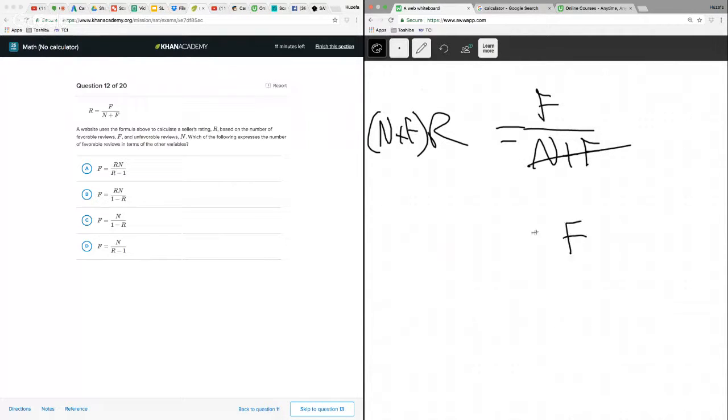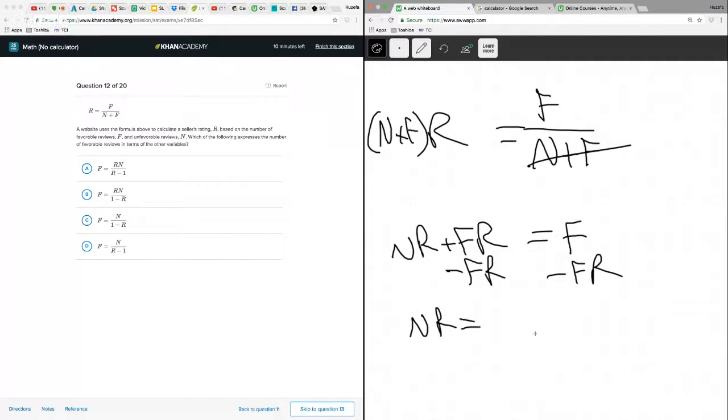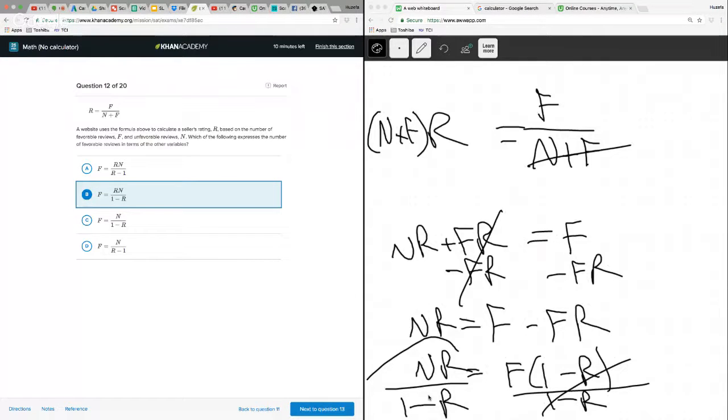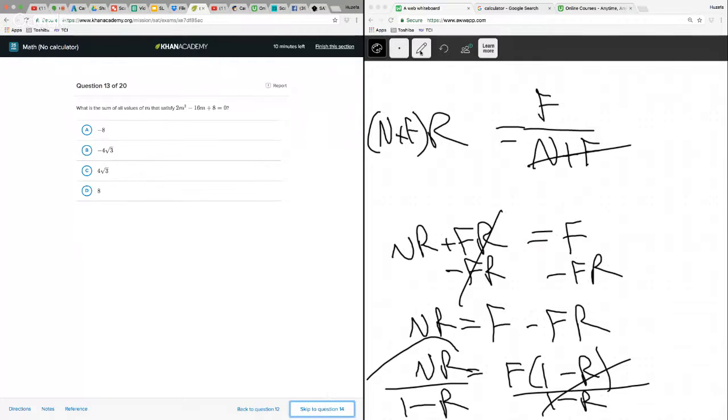Goodbye. We got F equals, I'm distributing now, NR plus FR. We need to isolate F, so I'm going to subtract FR from both sides. NR equals, this goes away, F minus FR. Then I'm going to factor out F like this, F times 1 minus R equals NR. And then I'm going to divide by 1 minus R. Okay, I know I went lightning speed, but this is what you got to do on the test. F equals NR over 1 minus R, or N over 1 minus R times R, same thing. Or RN, the order of multiplication doesn't matter. So RN over 1 minus R, I'm good with that.